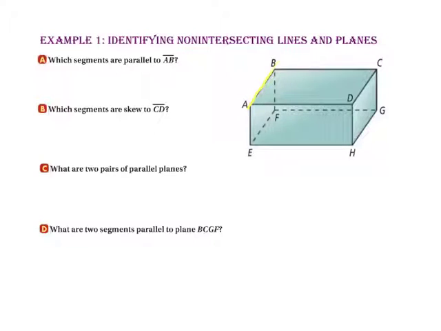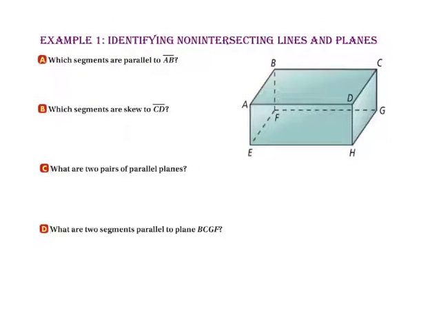Well, here is segment AB. So we want to list all the segments that are coplanar to segment AB, but do not intersect segment AB. Let's start with segment CD, segment HG, and segment FE. Since these segments are coplanar to segment AB, but do not intersect segment AB, they are parallel to segment AB.